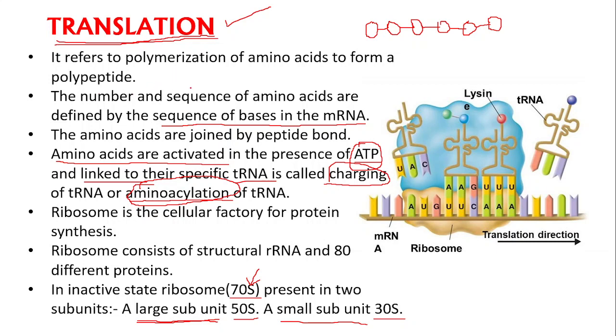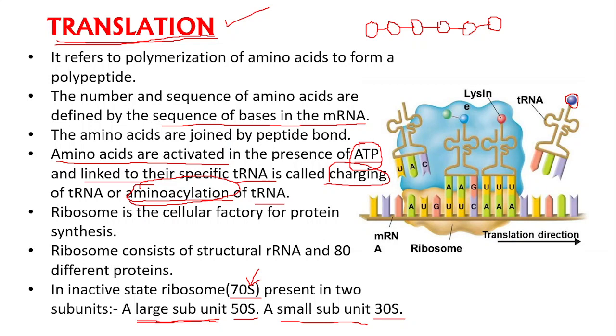Before the beginning of translation, what will happen? Amino acylation of tRNAs will take place. What is amino acylation of tRNA? It is also called charging of tRNA. What exactly happens in this step? Very simple. The amino acids will get activated, and these activated amino acids will get attached to the amino acid binding site of the tRNA. That process is known as charging of the tRNA or amino acylation.